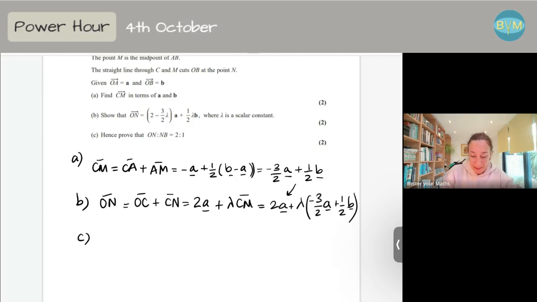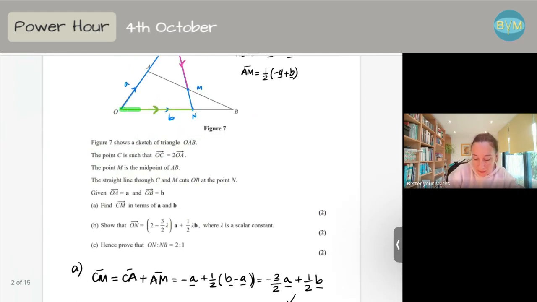Now, hence, prove that ON to NB is 2 to 1. This is quite a common thing in these type of vectors questions, when they ask you about a ratio. So we are talking about this line, and they say that this distance is 2 times this distance. How can I get a connection between ON and NB, or between ON and OB? Any idea of how can I get that connection? And again, try to use the expression that we found, because these questions are not random. Find this expression, find that expression. Usually you are going to use them.